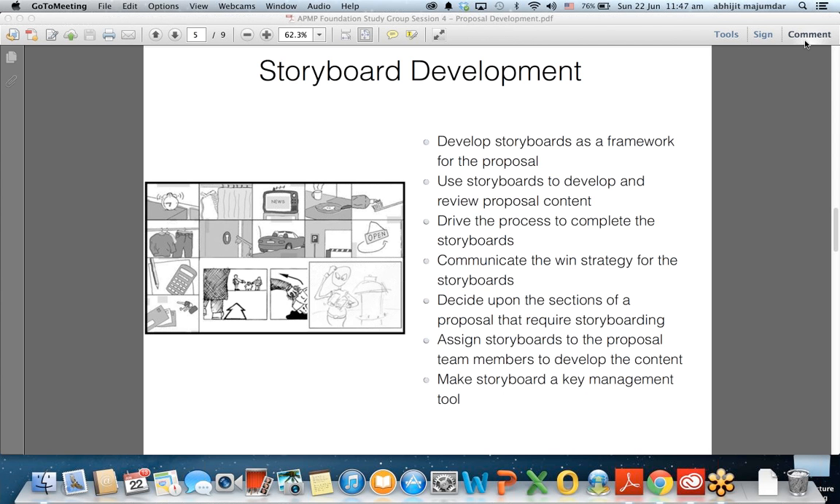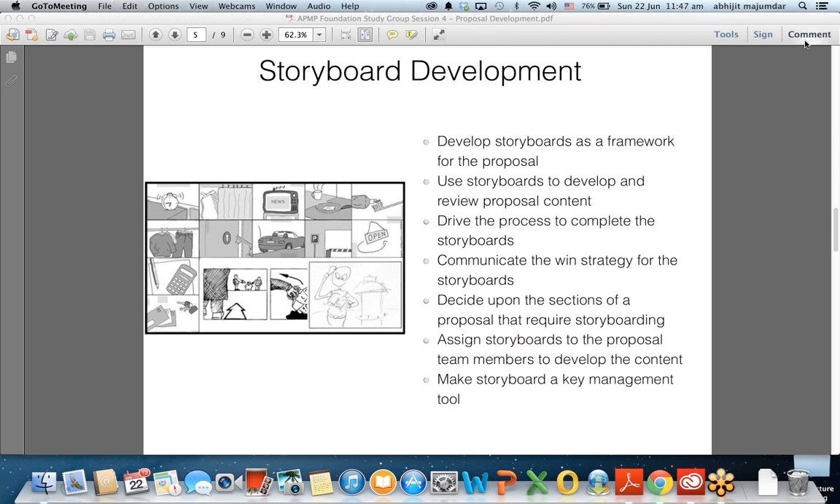But how we use storyboards in our proposal development is a little different in context, obviously. But if you compare your proposal with a movie story, you will see there are a lot of similarities. You start with an introduction, you get into some action, and then finally you reach a climax and a conclusion. So you will see a lot of similarities between a commercial or technical proposal and a Hollywood or a Bollywood movie.